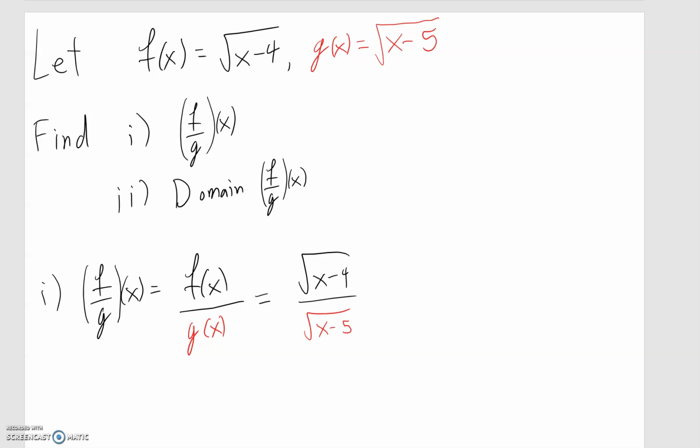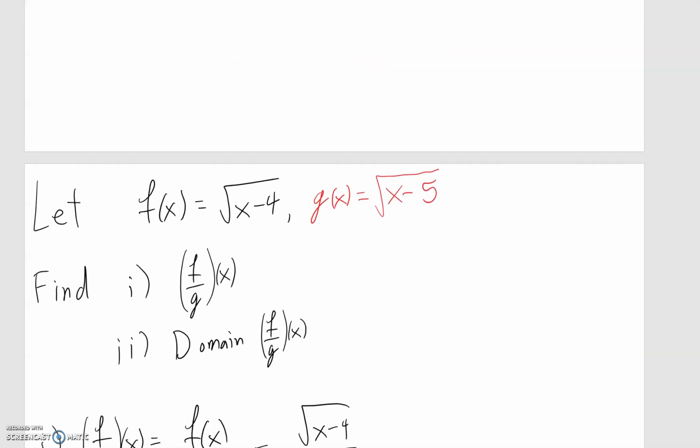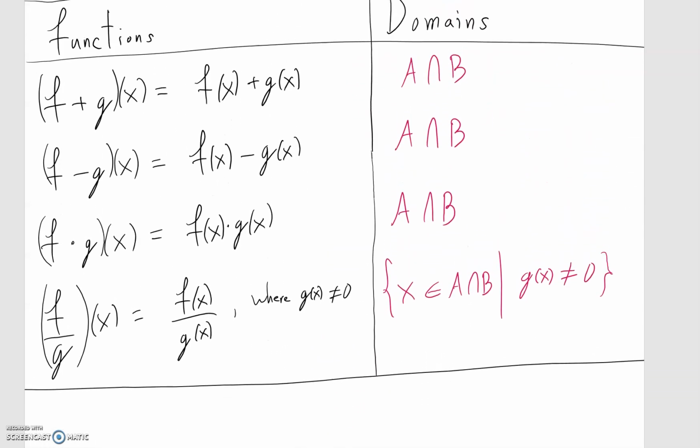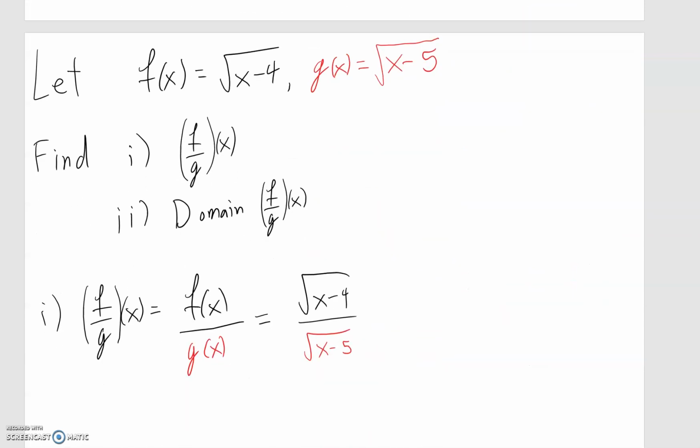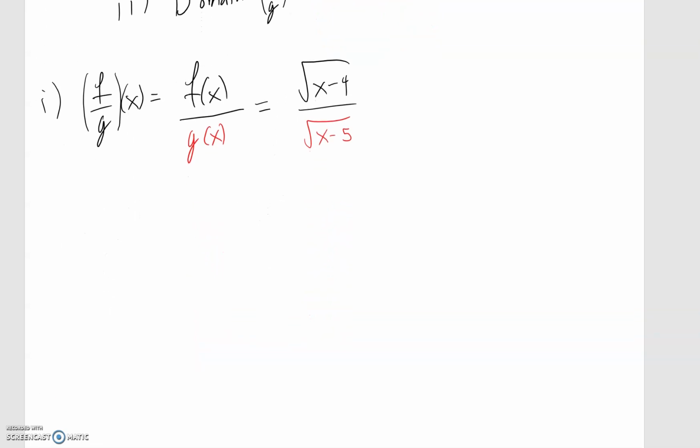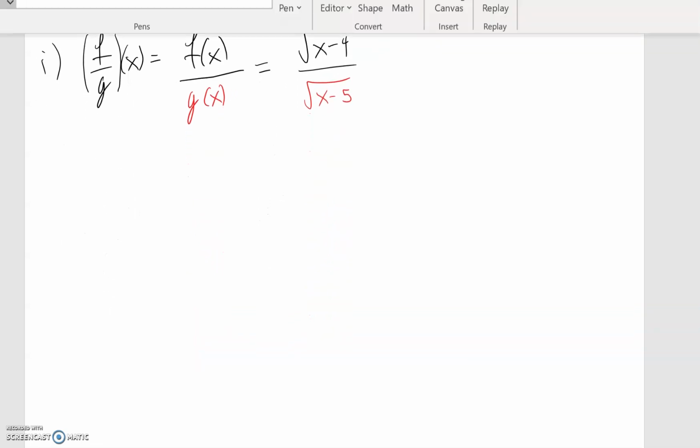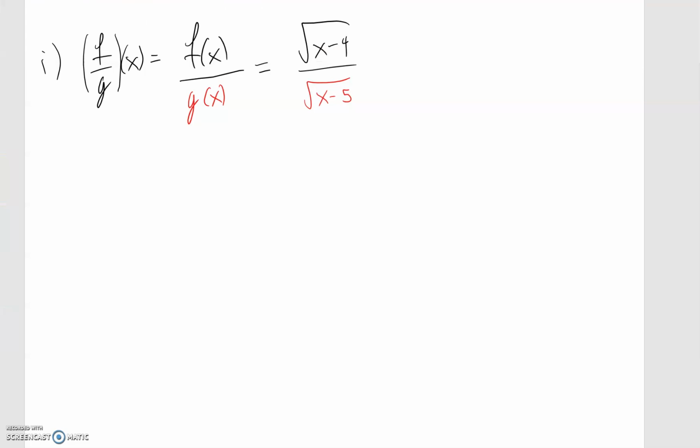Now up next is the domain. This is where things are going to look a little weird, okay? Let me scroll back up to what we have. To find the domain of f of x over g of x, I need to find the intersection of their two domains, and I need to exclude the values where the denominator equals 0. Let's actually write out the domains of f and g right now.